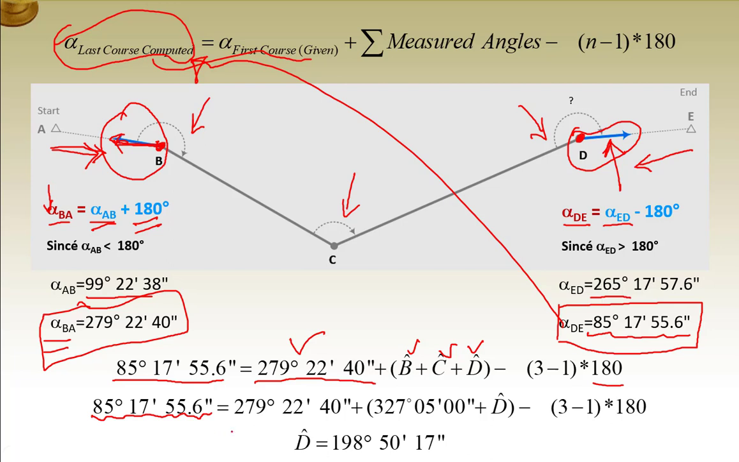This is what we have, the last line. This is the first or starting line. And here we know B and C, we are given that they are 327°05'00", plus D. D is the unknown. Minus 3 minus 1 multiplied by 180 degrees. So at the end, in this equation, we have only D as the unknown. Rearrange, do the calculations, and D is 198 degrees, 50 minutes and 17 seconds. And that's it.